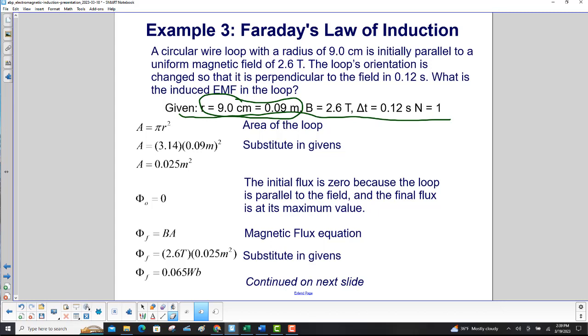So we move the decimal point over 2 places to the left. Here's our area of a circular loop, pi r squared. We plug in our values, and we get the area is 0.025 square meters. Now, the initial flux is 0 because the loop is parallel to the field, and the final flux is at its maximum value, which is just B times A. Substitute in the givens, and we get a final flux of 0.065 Webers.